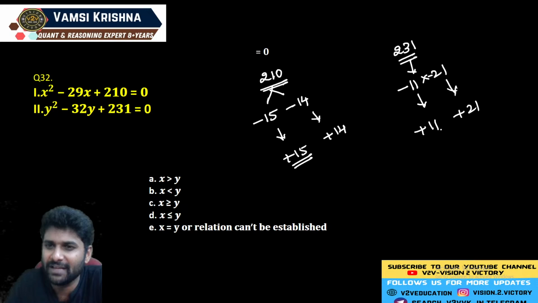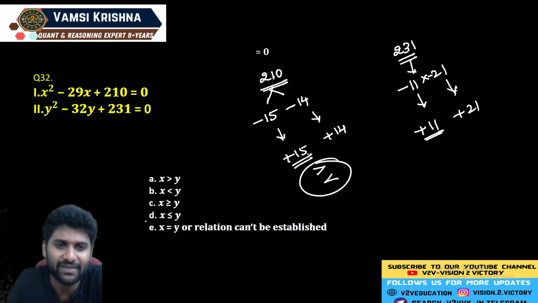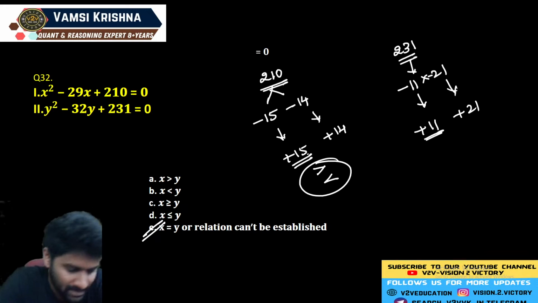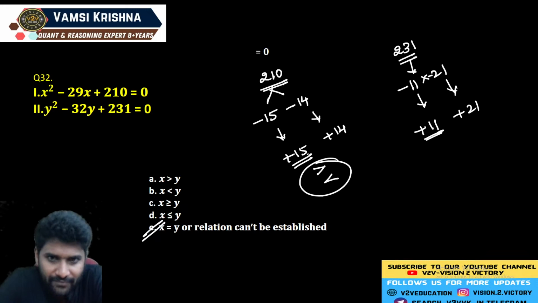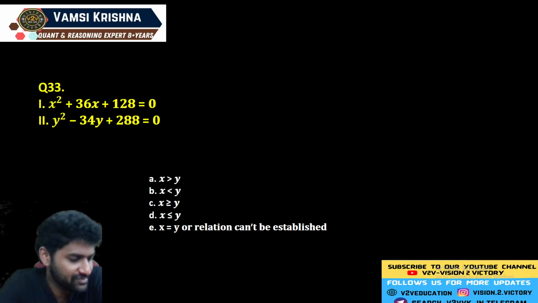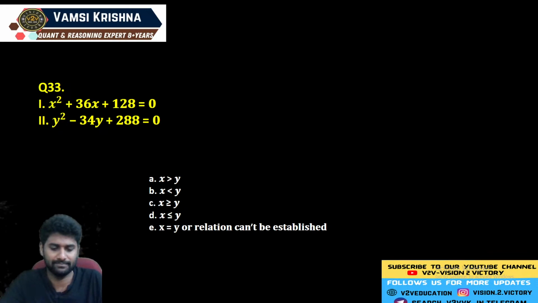Guys, see, 15 is greater than 11, but 15 is less than 21. Guys, if there are two comparisons like this, definitely the relation is not established. We have one greater, one lesser, so definitely the relation is not defined exactly. Find the factors. Be faster, guys. Be faster. It's a time related exam.